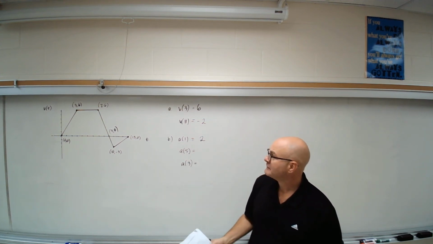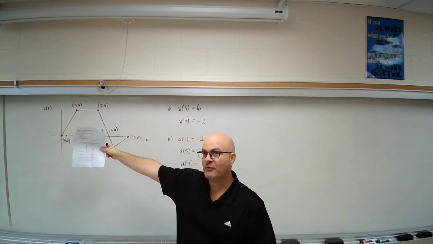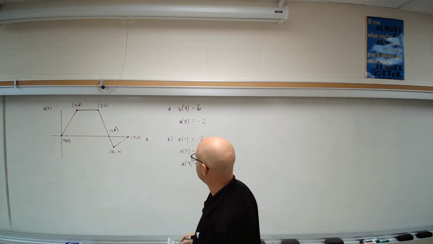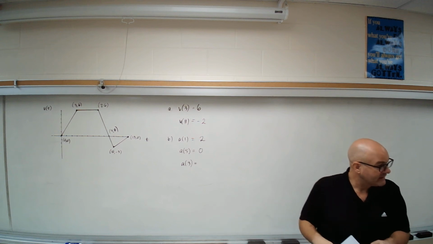A of 5, well, that would be up here where it's horizontal. We know the slope of the tangent of a horizontal line would just be 0. So that means the velocity is not changing there, which is what we see.